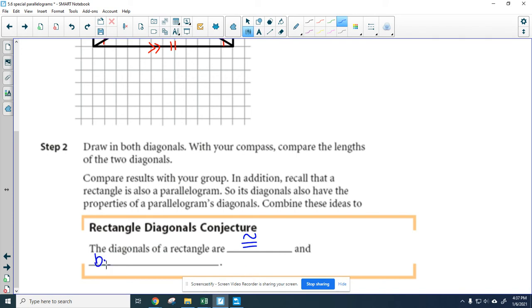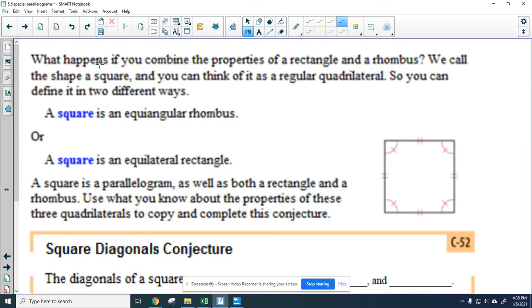And still, because it's a parallelogram, they still bisect each other. Okay, we're just stealing that again from the parallelogram properties. Okay, now the last piece of this is basically to put all of this together. Go ahead and turn the page. We're on page 20 now.